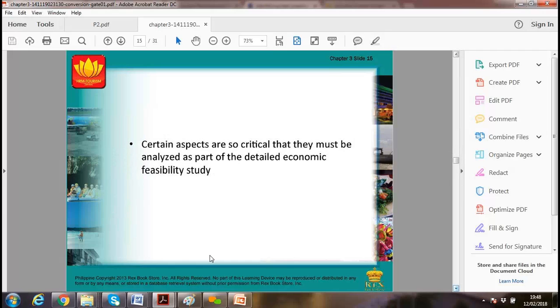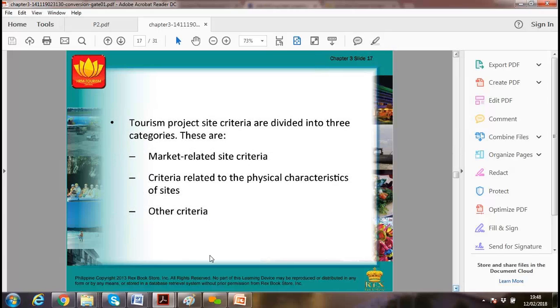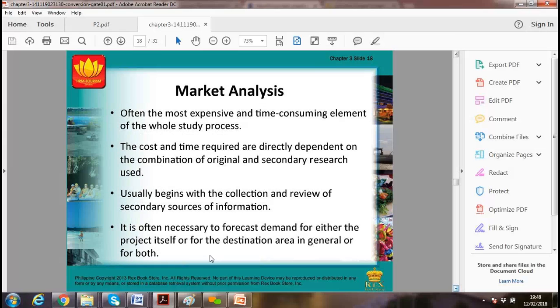Both public and private sector organizations can do these. Site analysis: which site we are going to develop, and in which geographical area. Tourism project site criteria are divided into further market related site criteria. We need to look around the physical characteristics of the site and what impact there will be. Market analysis: what will happen in the market? It is a time consuming element as a whole study, and the cost and time required depend directly on the combination. So we can use primary and secondary research. What is the difference between primary and secondary research?